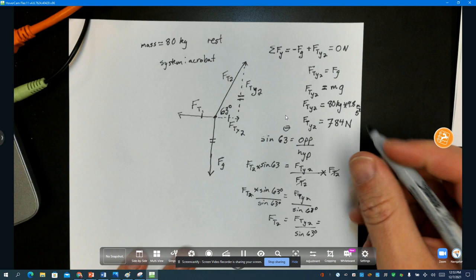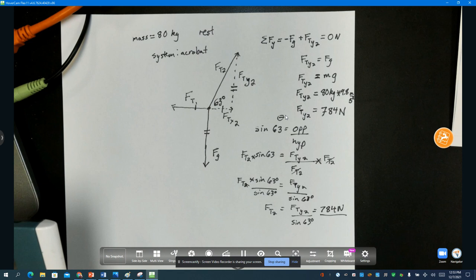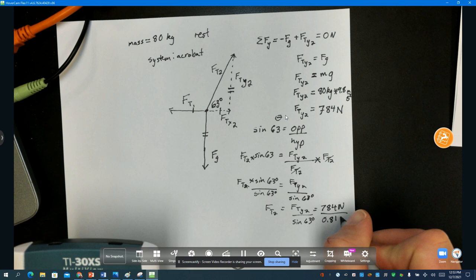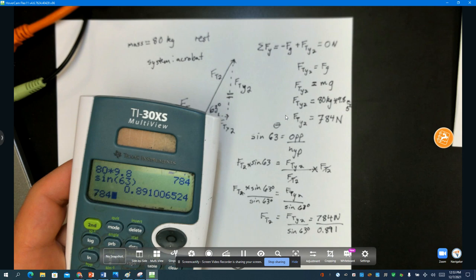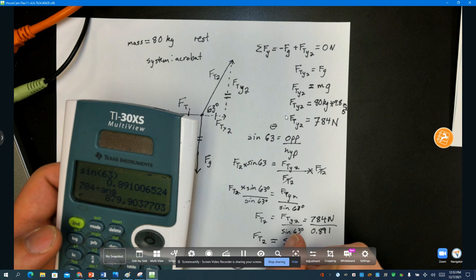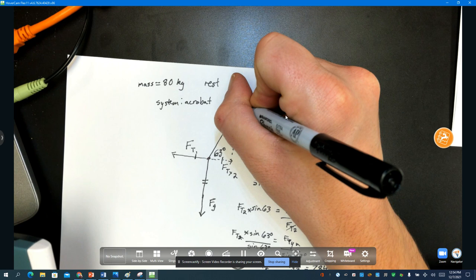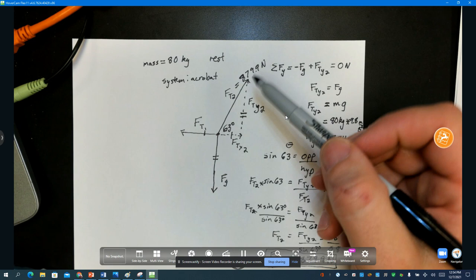I already solved for FTY2 as 784 newtons. And the sine of 63 is a number as well. Sine of 63 is 0.89100. We'll stop there. So I'm going to take 784 divided by my answer, and I get that the force of tension on rope 2 is equal to 879.9 newtons. So I get that, and that is this force here, 879.9 newtons.